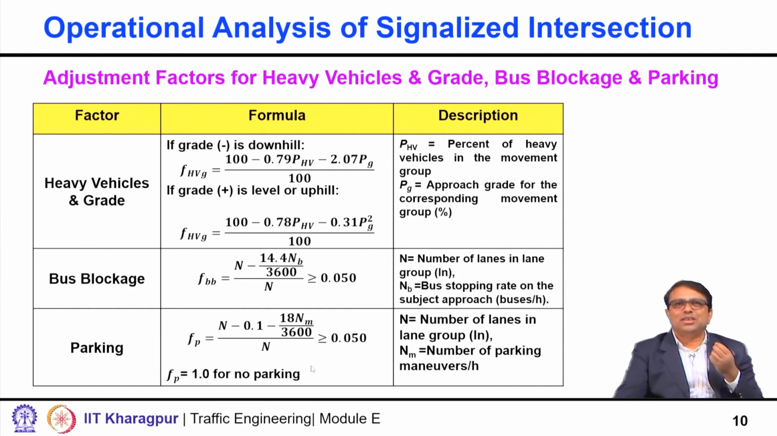In a similar way, every parking maneuver will have some interference. In terms of time, a few seconds, 18 seconds you can consider that it is affecting the movement. So, you cannot have the normal movement. So, 18 into N_m, the number of parking maneuvers, divided by 3600. So, N minus 0.1 minus this, by N. So, approximately, you know, these are basically logical equations.